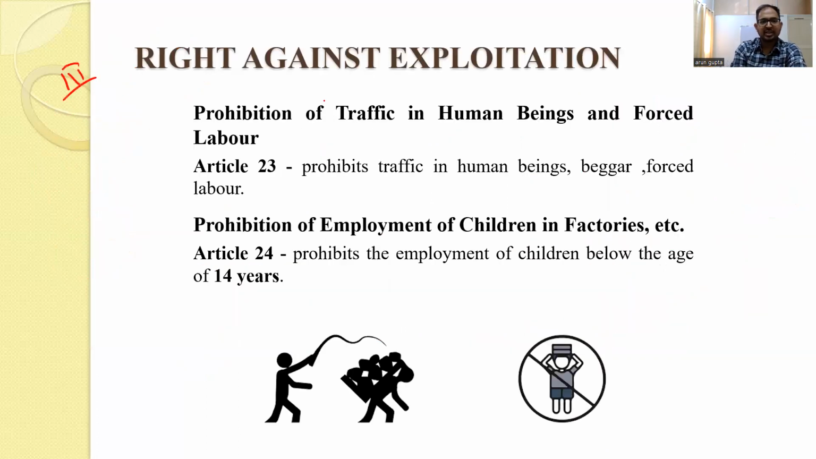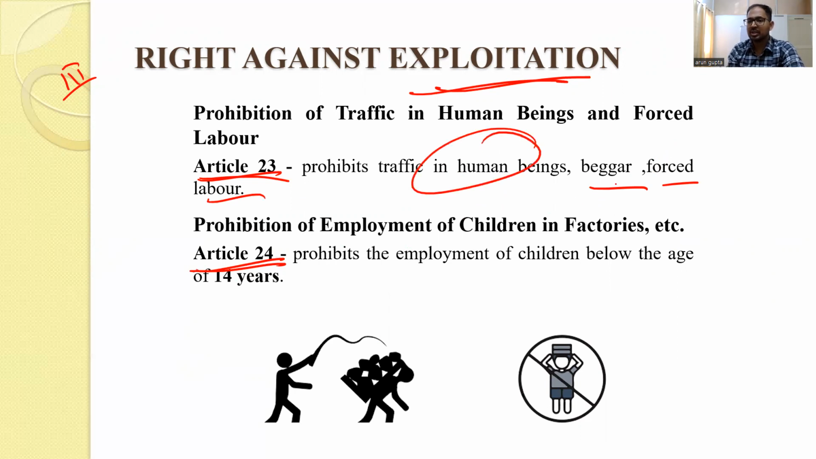Next, the third set of rights are the right against exploitation. There are two rights under exploitation, Article 23 and Article 24. Article 23 prohibits traffic in human beings, begar, forced labor, or beggary. Okay, so trafficking in human beings. Human trafficking means to sell humans or, for example, to compel someone into prostitution, etc. These are called trafficking. So it is prohibited. It is a fundamental right of any human being in India that they cannot be trafficked or sold. Article 24, prohibition of employment of children in factories, for example, prohibition of the employment of children below the age of 14 years. So here are also some exceptions, and there are a lot of laws regarding this. We will be talking about them separately.